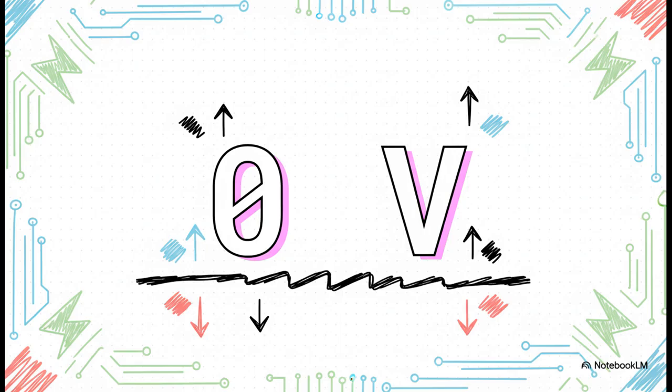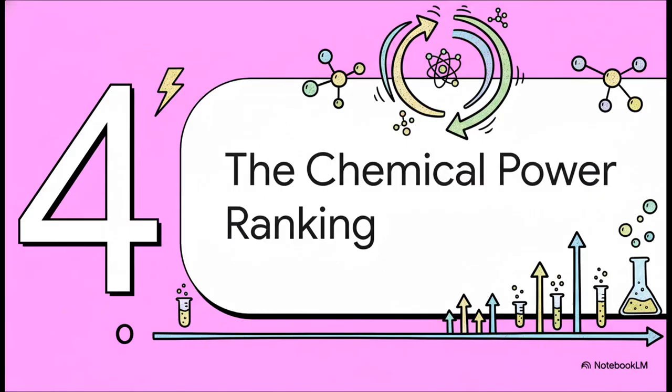0. Exactly 0 volts. Now get this. The SHE isn't measured to be 0. It is defined as 0. It's like the sea level of electrochemistry. Everything else is measured as being either above or below this one single point. So what does having this 0 point do for us? Well, it's a game changer. It lets us create a kind of power ranking for all these different chemical reactions. Now we can measure everything against our new baseline.